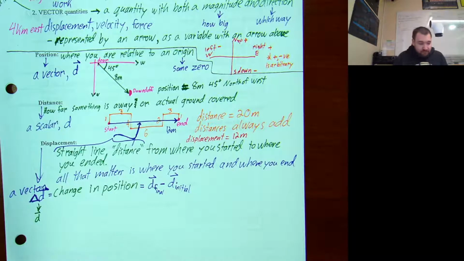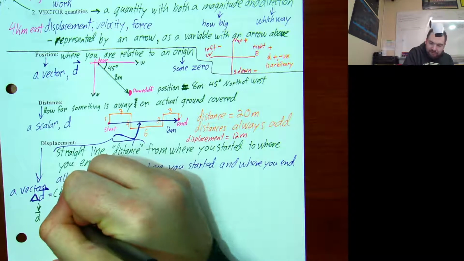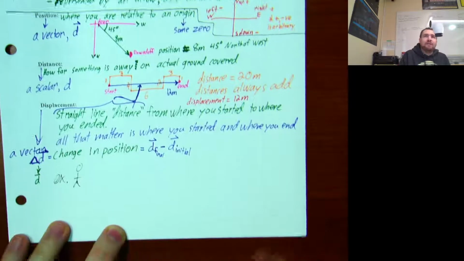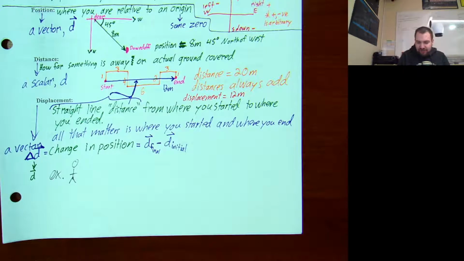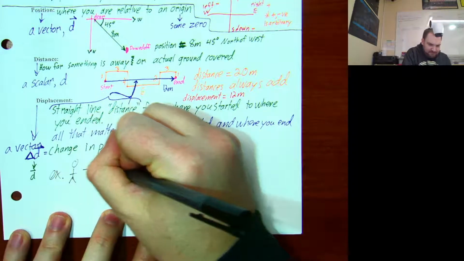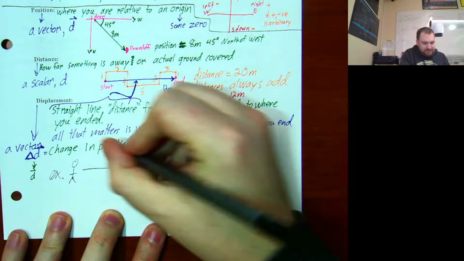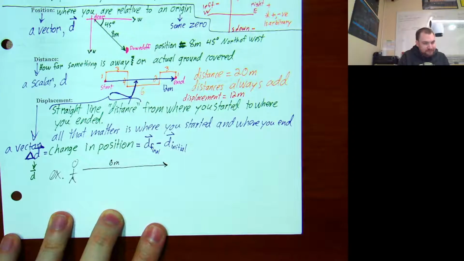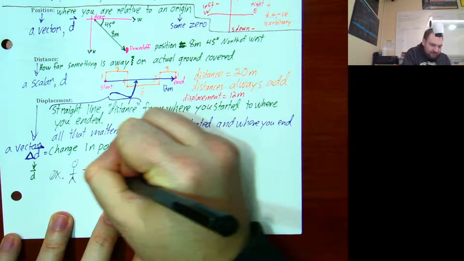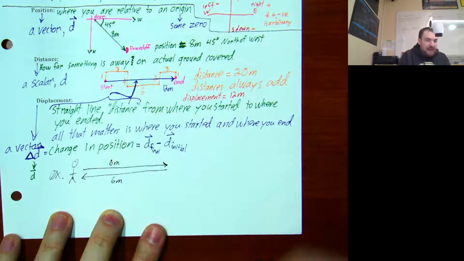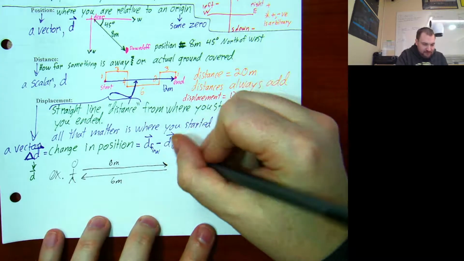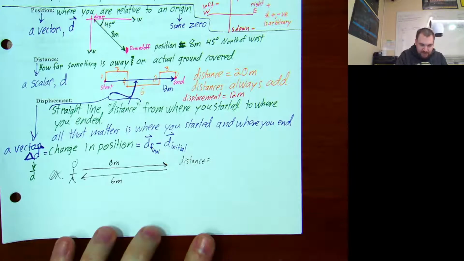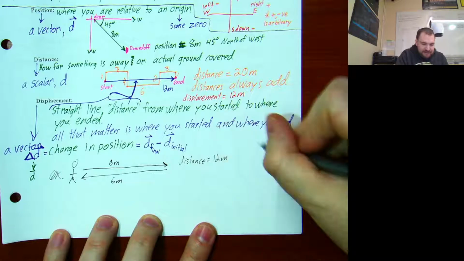So for example, let's do some examples. We'll do a couple here. If I've got a person here, there's Manuel. Manuel is currently at his desk. He walks 6 meters that way, turns around, walks 6 meters back. The distance he traveled is what? 12 meters, you betcha. His displacement is what?